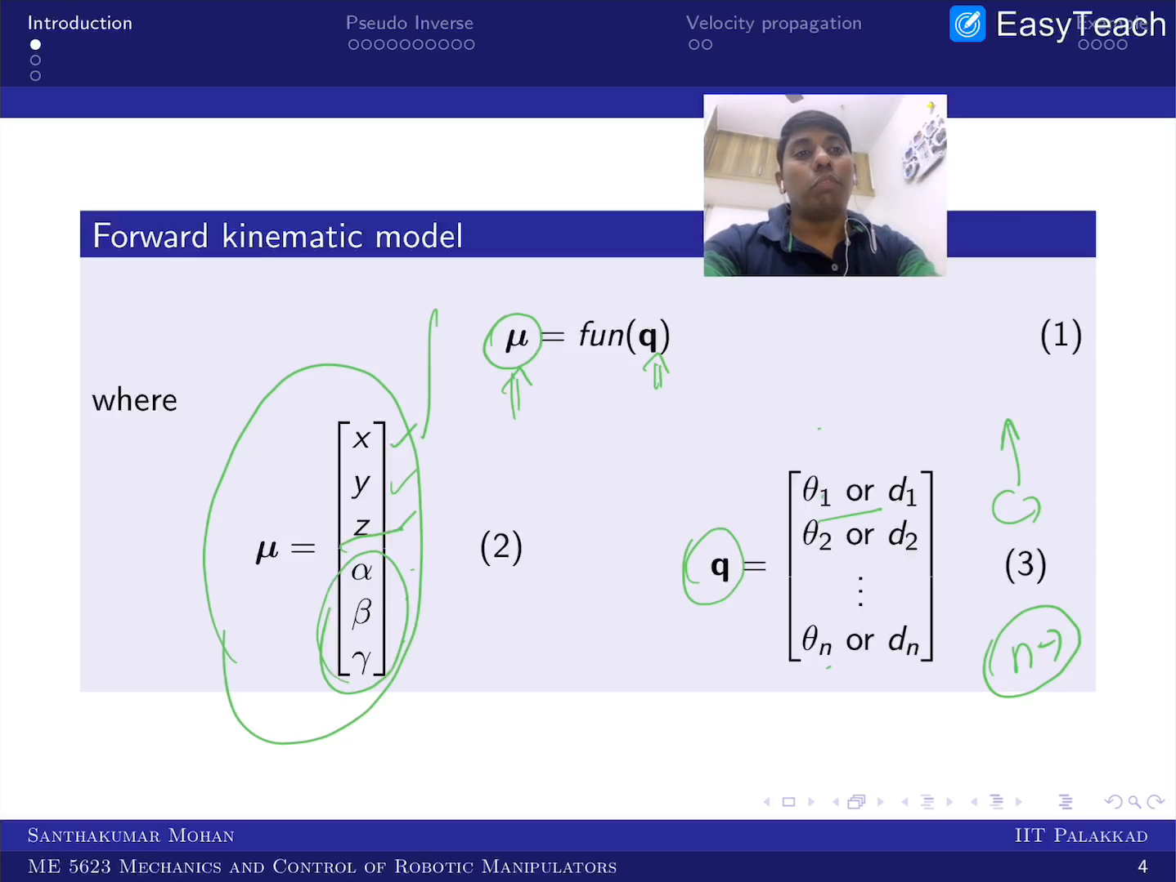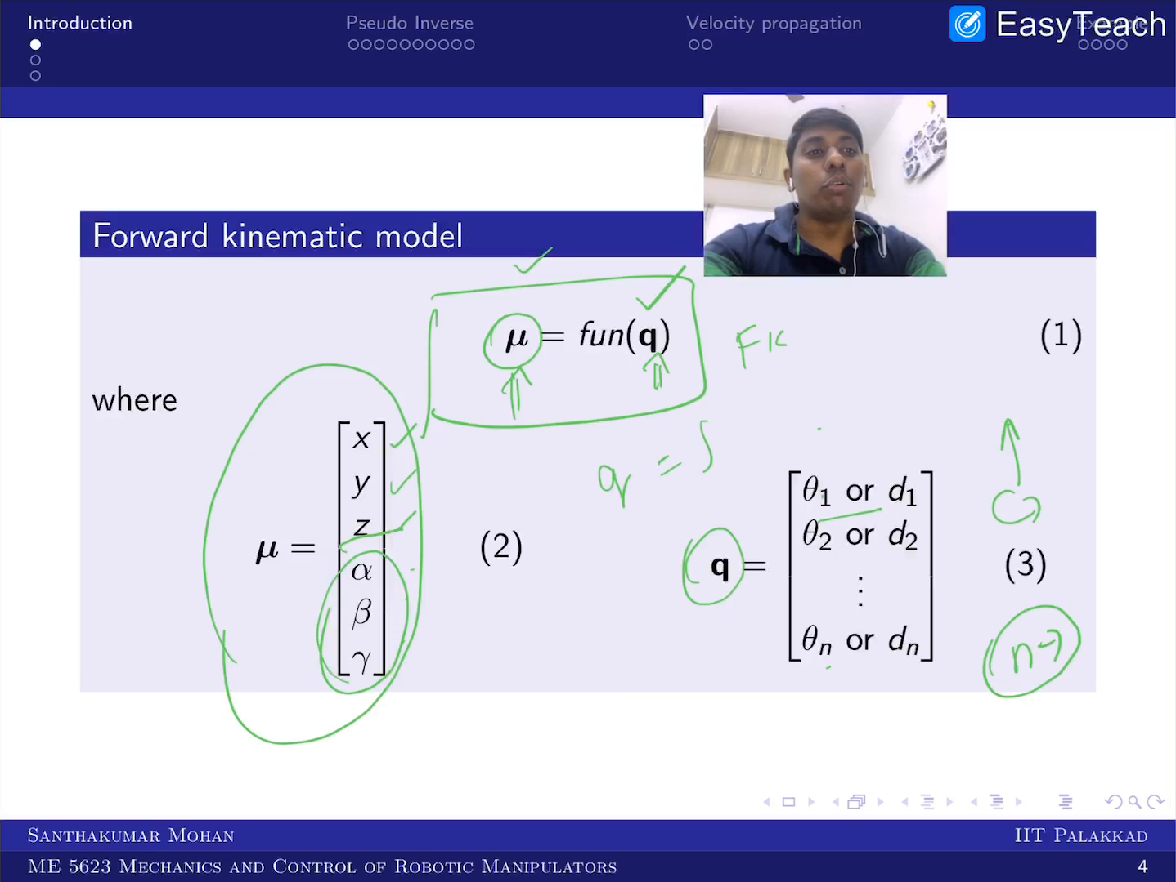Now this is what we know, and this particular model is what we call the kinematic model. It is straightforward: for a given configuration space variable, you find the operational space. That is called the forward kinematic model. Whereas if you try to find, for a given mu, what your q is, that is what we have seen as the inverse kinematic model.